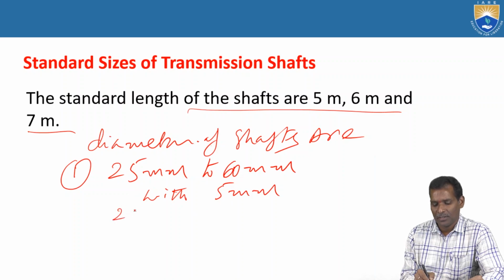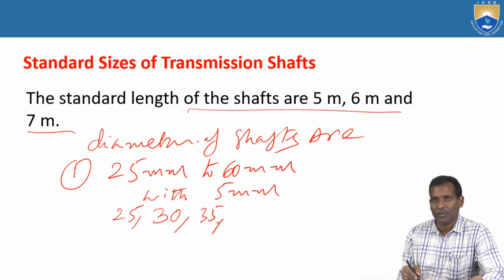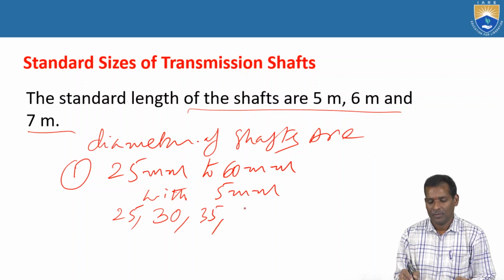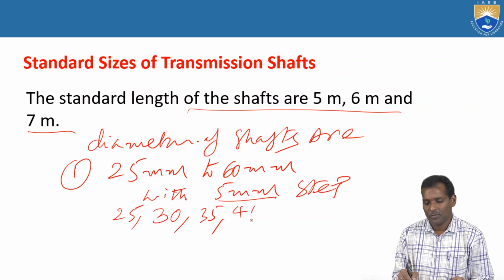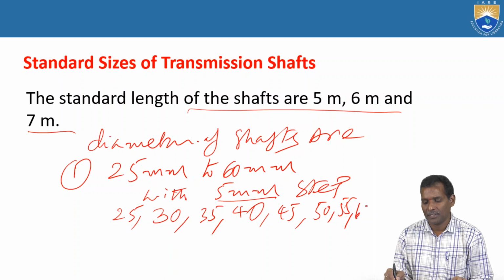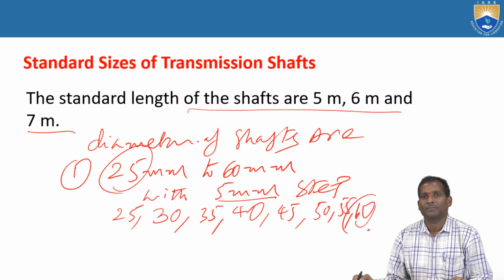The first shaft is 25. The second step is 25 plus 5, 30, 35, with 5 step. 35, 40, 45, 50, 55 and 60. The first size is 25 and the last size is 60.